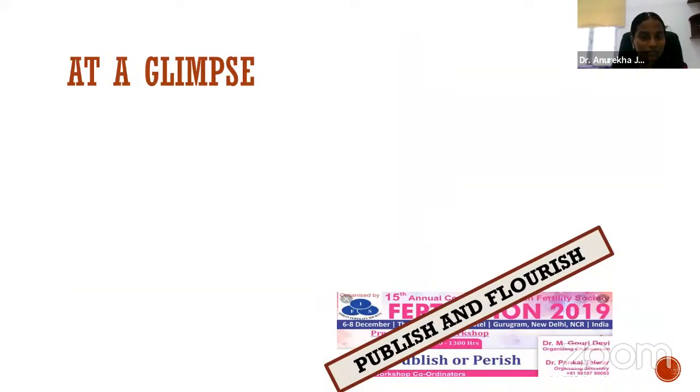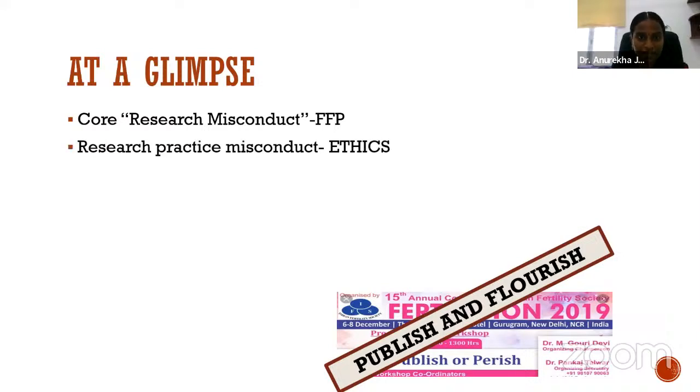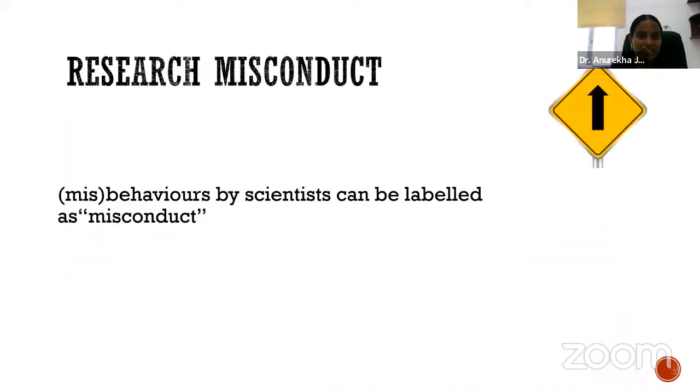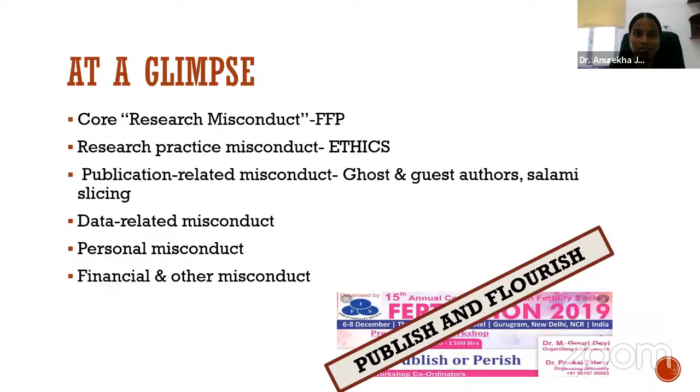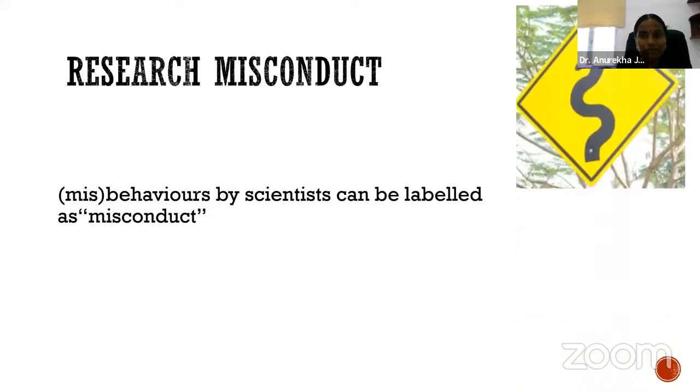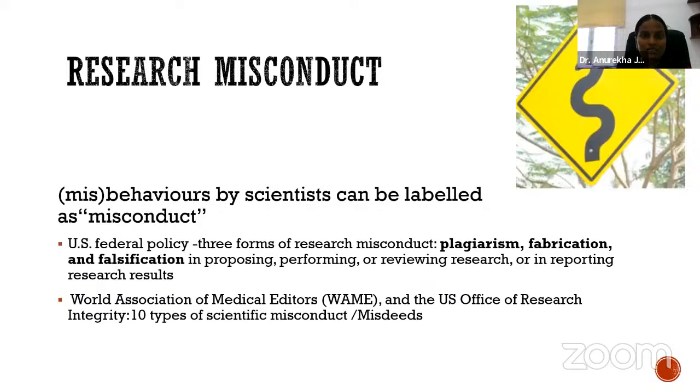I'm going to talk, within my stipulated time, on these topics: what is research misconduct, what is FFP, research practice misconduct, the ethical principles, publication related misconduct, who are ghost and guest authors, what is salami slicing, data related misconduct, personal misconduct, and financial and other misconduct. So what is research misconduct? The first is FFP. The misbehaviors by scientists can be labeled as misconduct. In short, the US Federal policy has three forms of research misconduct: plagiarism, fabrication, and falsification.